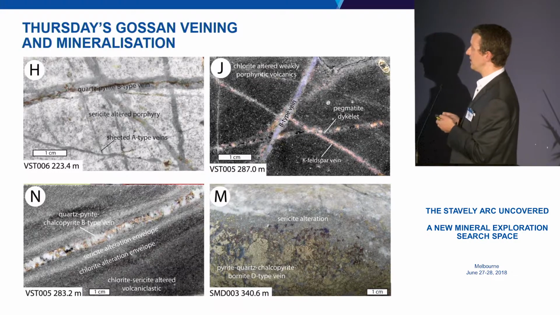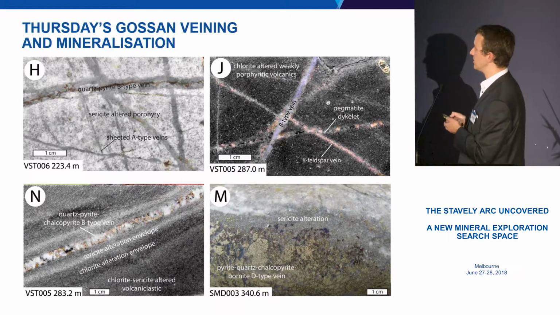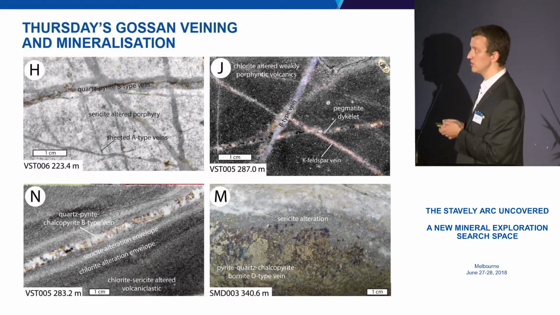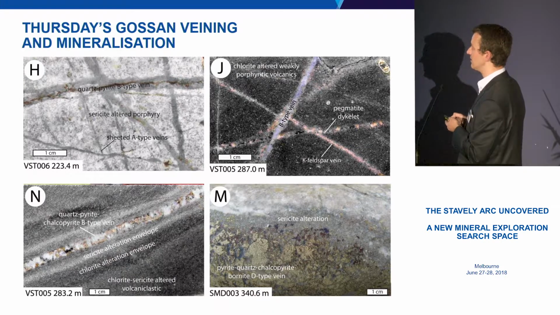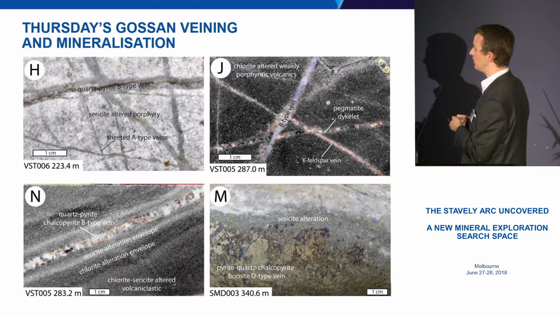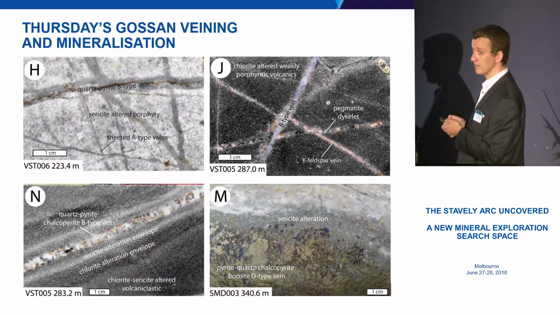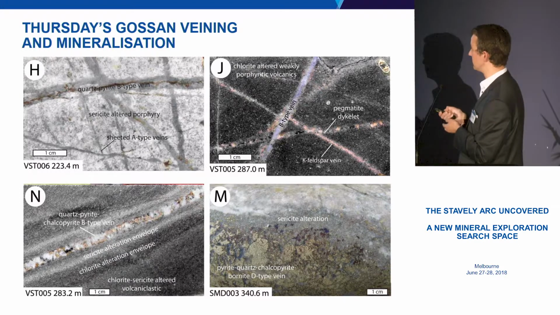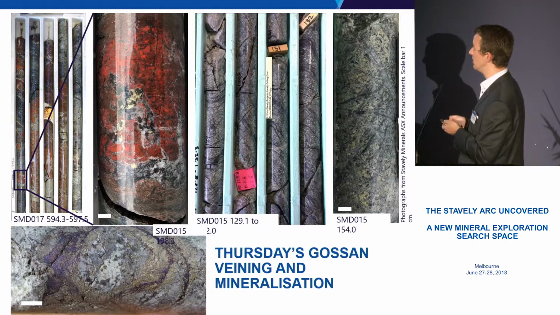If we look at some of the hypogene mineralisation, so this is some of the early drilling, we see a lot of positive indicators for porphyry mineralisation. So sericite altered porphyry with sheeted A veins overcut by quartz pyrite B veins. We see chalcopyrite and quartz pyrite veins as well with chlorite sericite envelopes to them, and we also see quartz chalcopyrite pyrite bornite D veins with sericitic alteration.